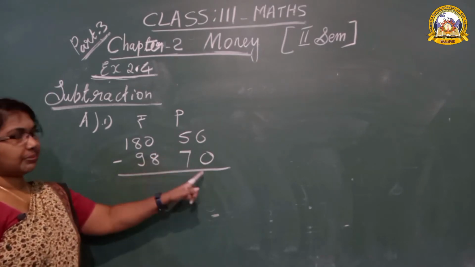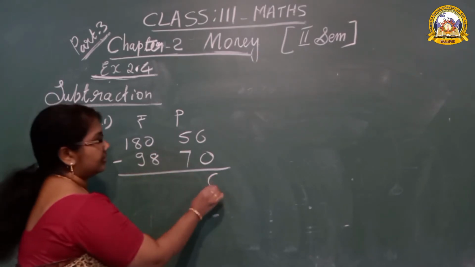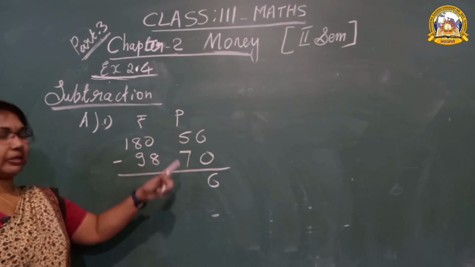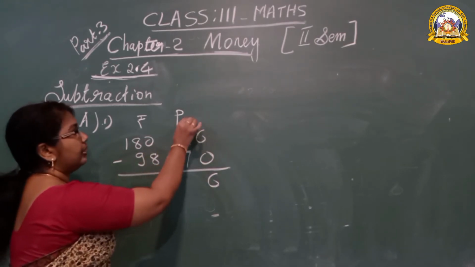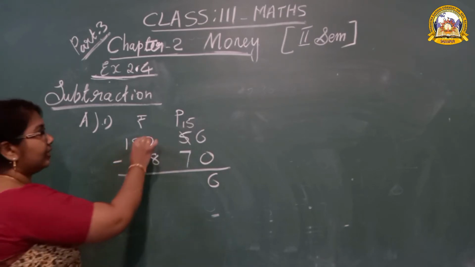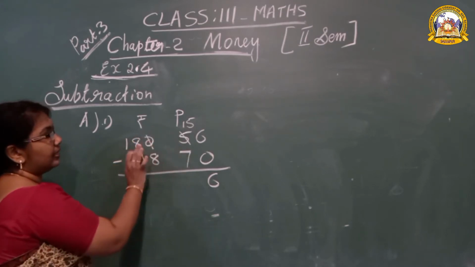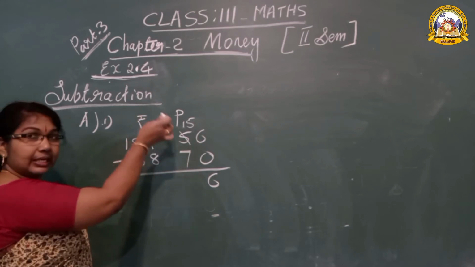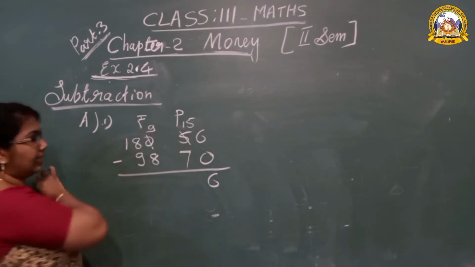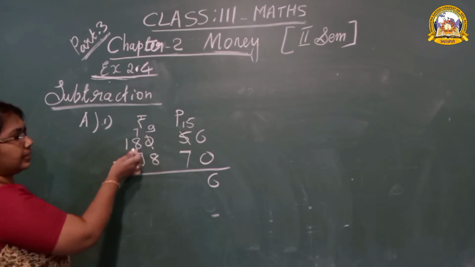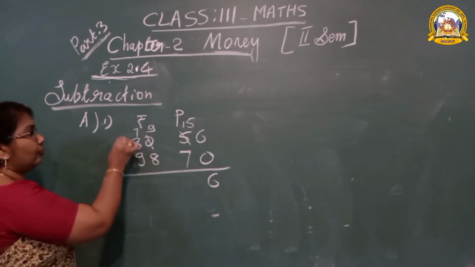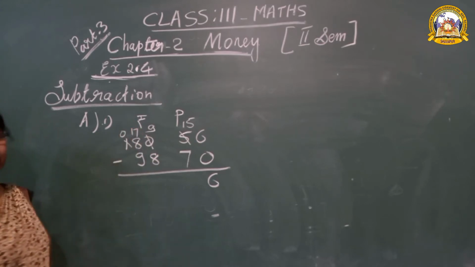Now 6 minus 0, 6. Can you subtract 5 minus 7? No, you should take 15. From where have you taken it? You have taken it from here. This one is 10. When one is taken from 10, what do you get? 9. So this 8 should be 7. 7 minus 9? No, from here you have to take 17.